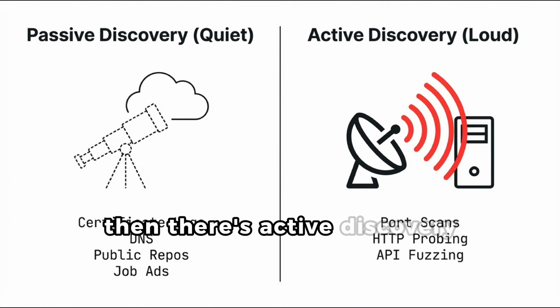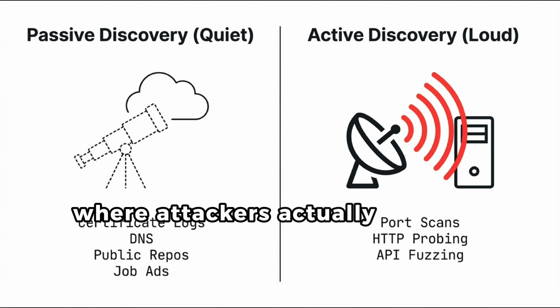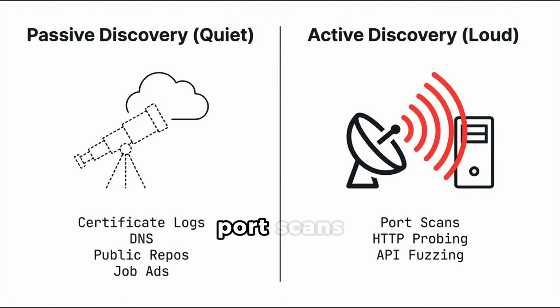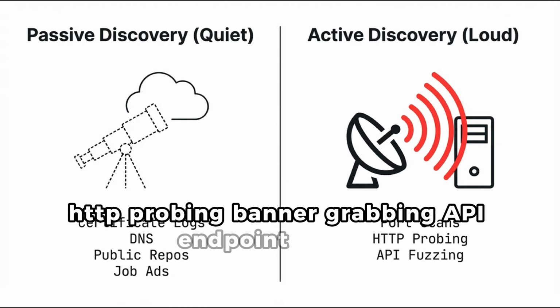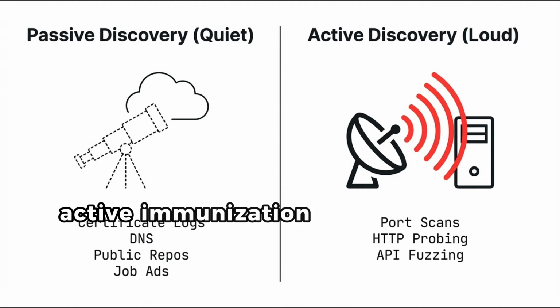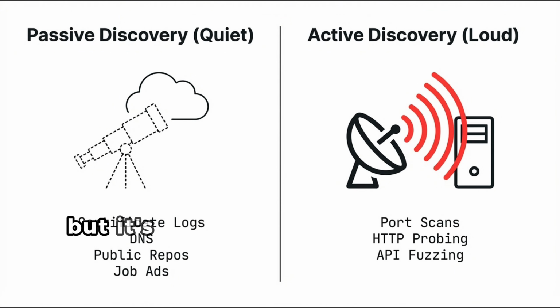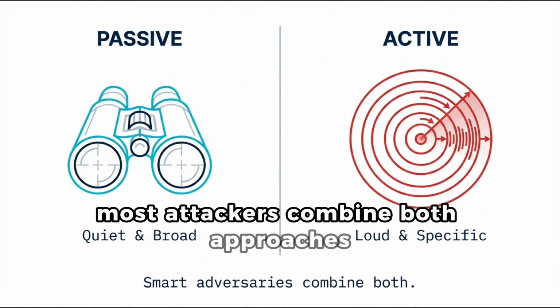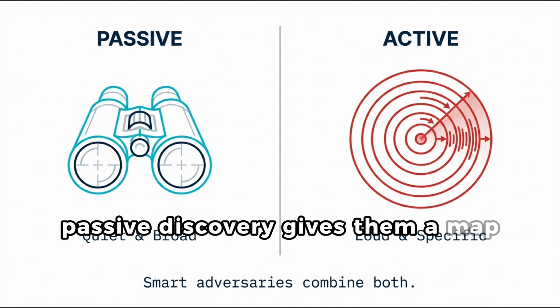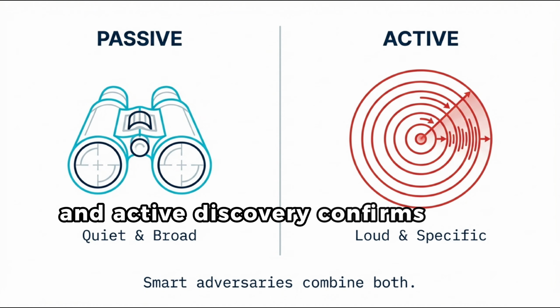Then there's active discovery, where attackers actually interact with systems. Port scans, HTTP probing, banner grabbing, API endpoint testing. Active enumeration reveals what's really running, but it's louder and easier to detect. Most attackers combine both approaches. Passive discovery gives them a map, and active discovery confirms what's real.